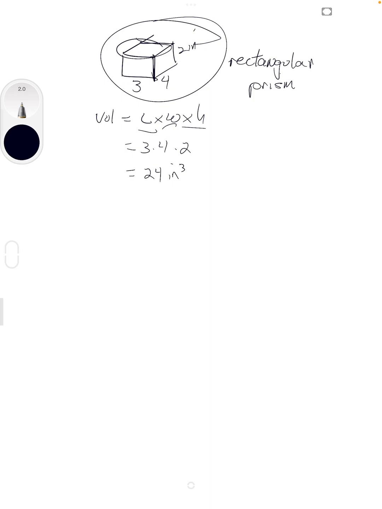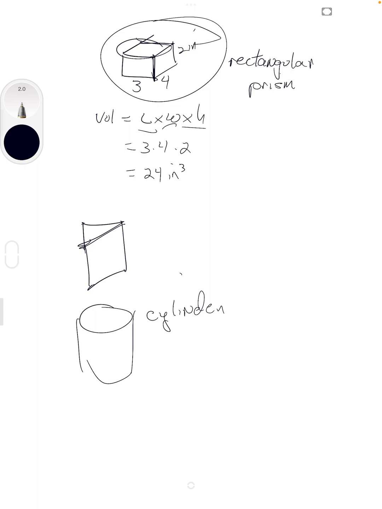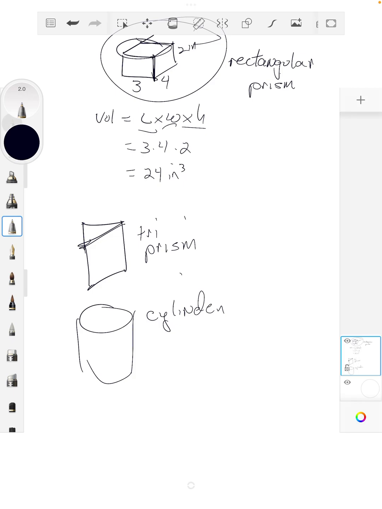And so if you were to take, for example, a triangle and you gave it height, that would be called a triangular prism. If you take a circle and you give it height, it's called a cylinder, versus a triangular prism, P-R-I-S-M. And then there's just odd-shaped ones, which you don't really care about, but they're there.